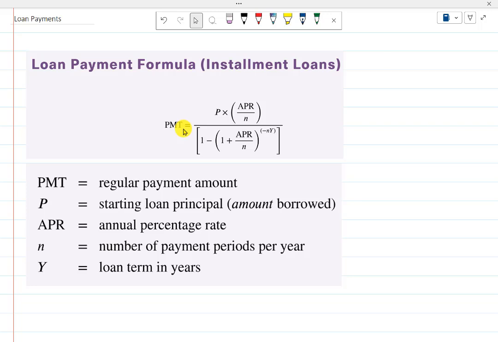We're going to look at computing some of these using this formula. This formula is very hard to get into the calculator, so I'm going to show you what I think is the easiest way to get it into the calculator as we do a few of these problems.